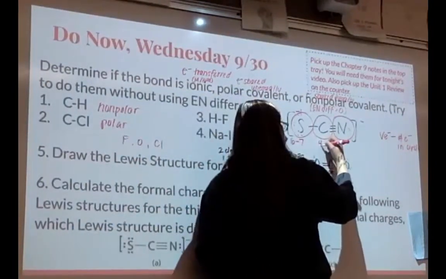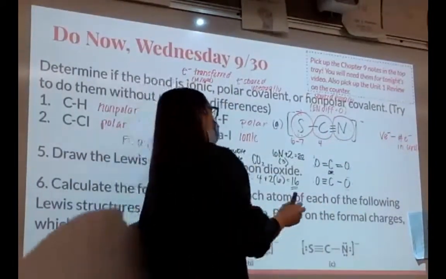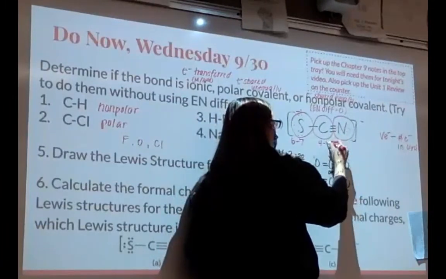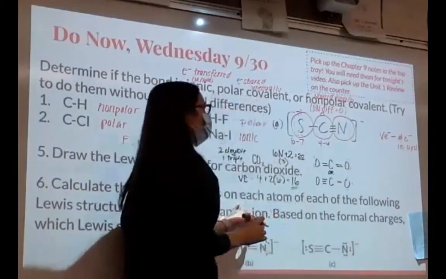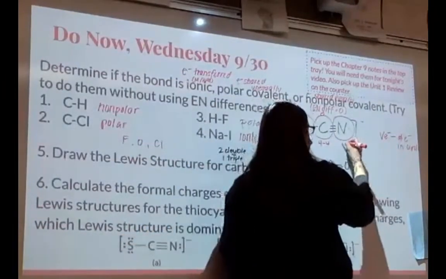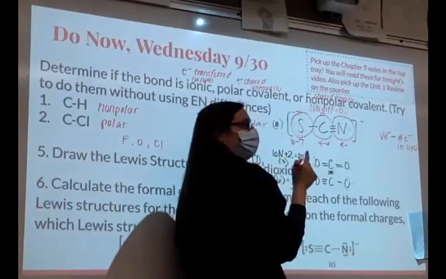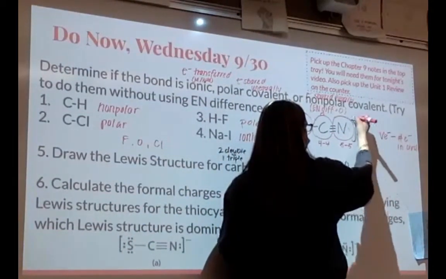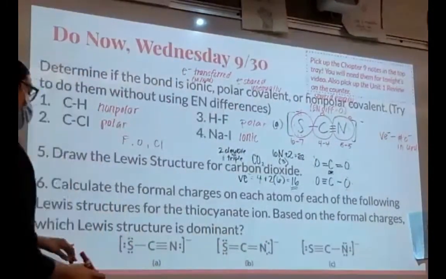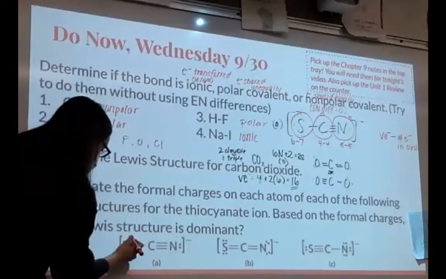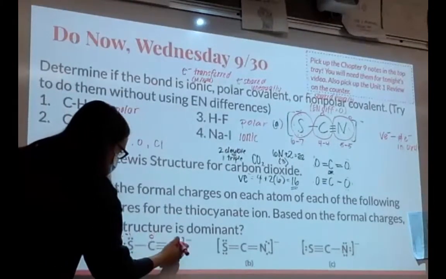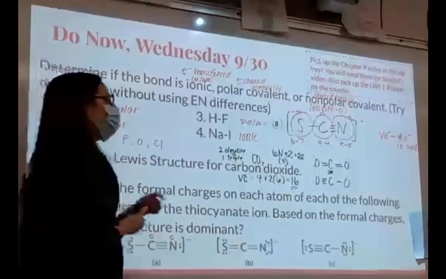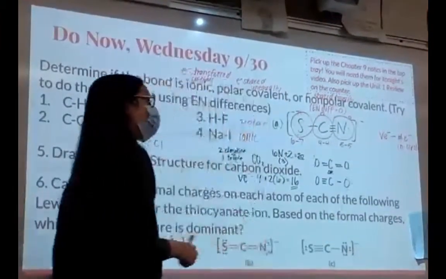Carbon has 4 valence electrons. Count up the number of electrons in the circle. 1, 2, 3, 4. 4 minus 4 is 0. And then for nitrogen, nitrogen has 5 valence electrons. And there's 1, 2, 3, 4, 5 electrons in the circle. So for structure A, sulfur carries a negative 1 formal charge. Carbon and nitrogen both carry formal charges of 0. So to calculate, all we have to do is valence electrons minus the number of electrons in the circle.